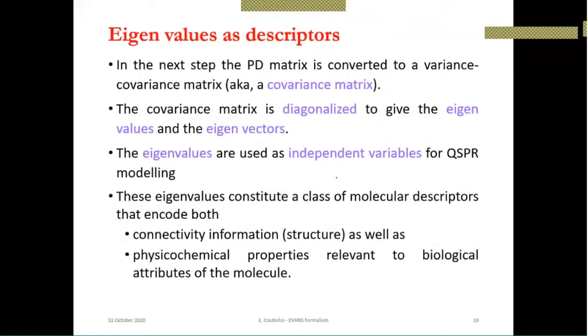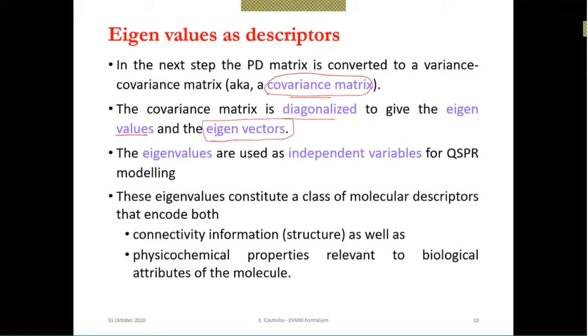Okay, so having now built this huge number of PD matrices, for each PD matrix we convert it into the covariance matrix. That's a very standard way of doing it, the variance covariance matrix. The covariance matrix is then diagonalized to give us two matrices. One matrix is called the eigenvalue matrix, which has values only across the diagonal; the off-diagonal values are essentially zero. And the second matrix is the eigenvector matrix.